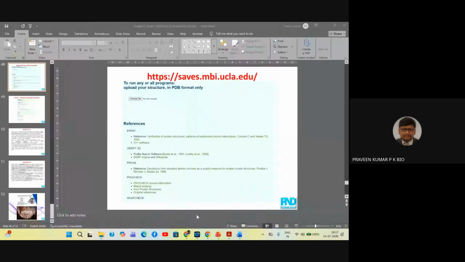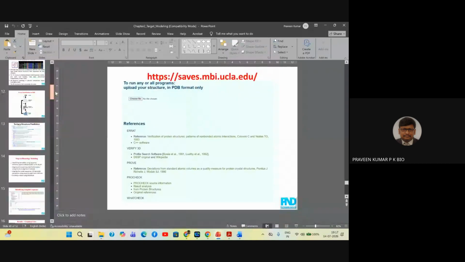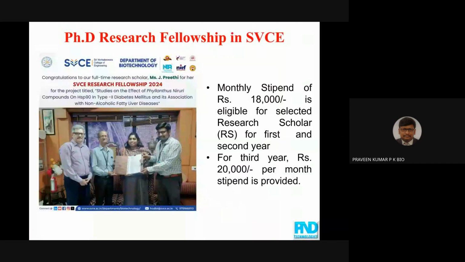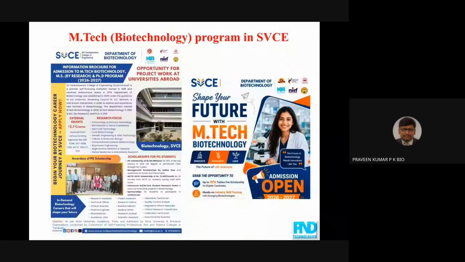Today we'll be discussing target modeling and validation. So first, something about the research. Here, PhD scholars receive a stipend of around 18,000, and if they publish any research paper, they'll be getting 20,000 as a research stipend. And the MTech enrollment is going on. Out of 18 seats, 16 seats are filled. We have only two more seats.